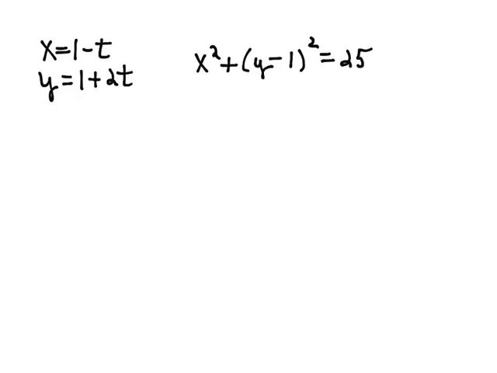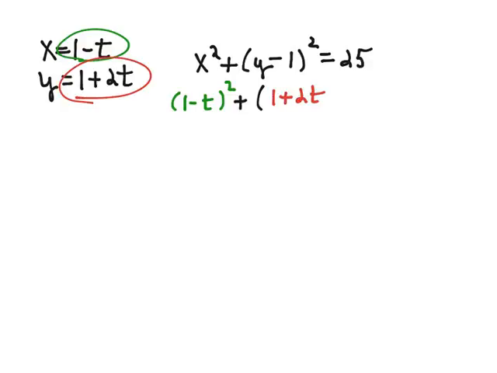So what we're going to do first is substitute in our values for x and y. x is 1 minus t, we're going to square that, plus y is 1 plus 2t, so we put (1 plus 2t) in the place of y, squared, and that equals 25. When we solve this, it's going to allow us to find the time t when this happens, and then from knowing when, we'll be able to find where.